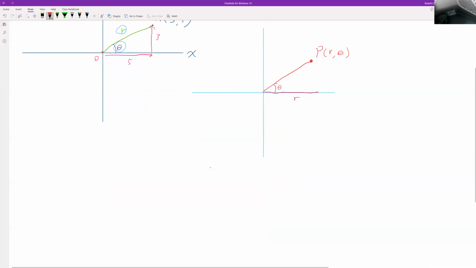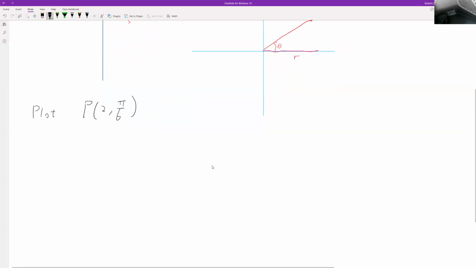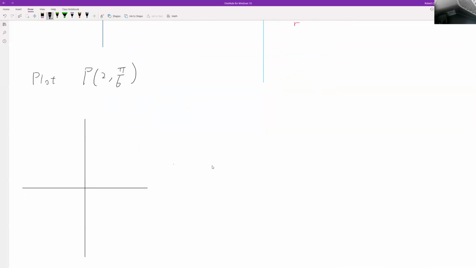Let's say I want to plot P of 2 and pi over 6. So what this is telling us is we want to take the radius of 2 and rotate it by pi over 6. And let's try that. Now this is actually pretty hard to graph by hand, but you'll get the idea. Let's say 1 and 2. I'm going to take this line and rotate that by pi over 6.